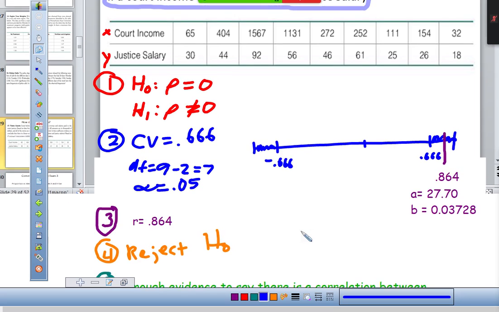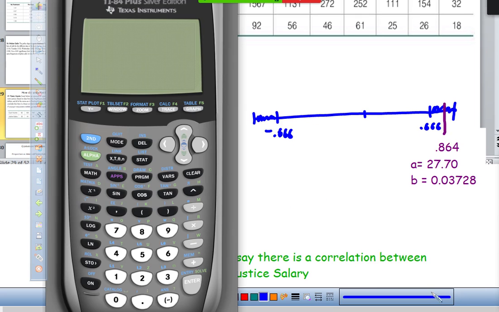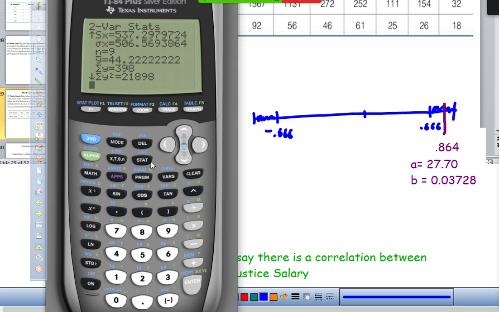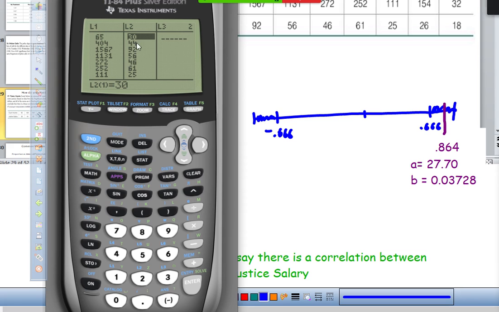Then I'm going to bust out my calculator and put my data into a list: stat, edit, put my x's into list 1, my y's into list 2. Please, please, please make sure you double check your numbers, because if you mistype one of these, and it's really easy to do, everything's going to be wrong, and you just will be completely clueless about that.